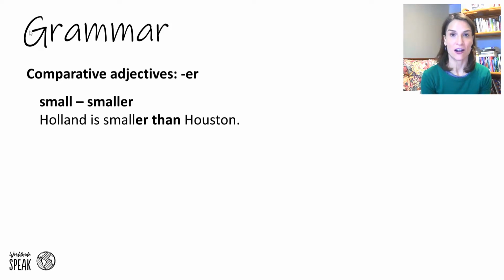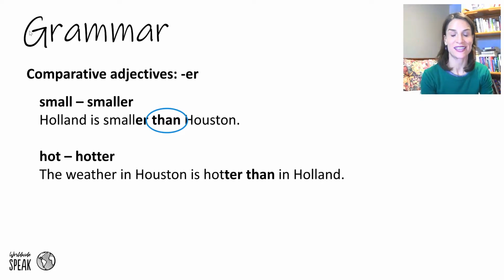I added ER to the word small, and then I need to use a very important word. That's the word than. I use the word than when I'm including those two things I'm comparing in the sentence. Holland is smaller than Houston. I can also use the word hot. I can say the weather in Houston is hotter than in Holland. So both these words, small and hot, are one-syllable adjectives, so the comparative structure is formed by adding ER to the end of it.